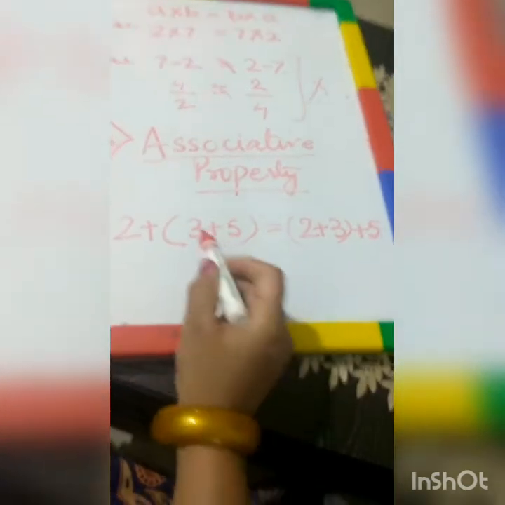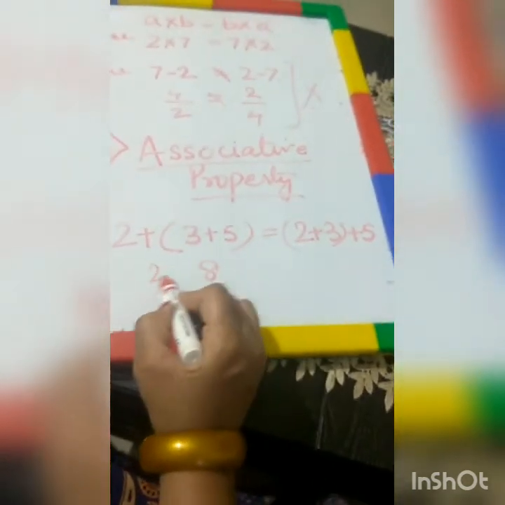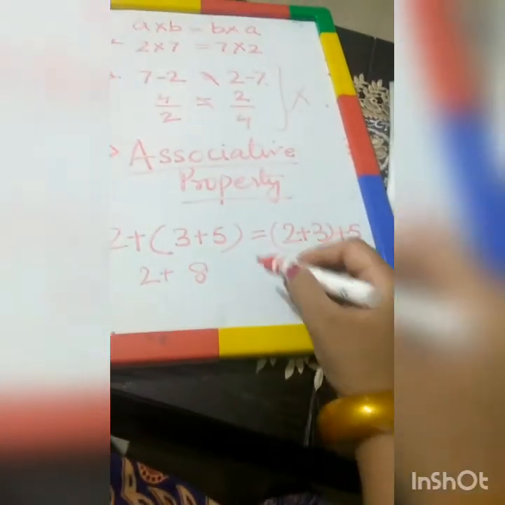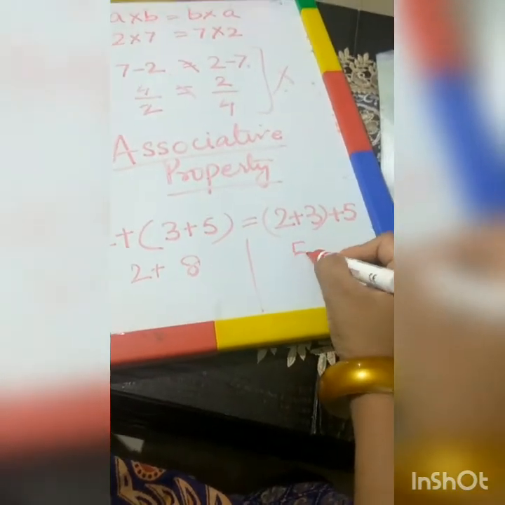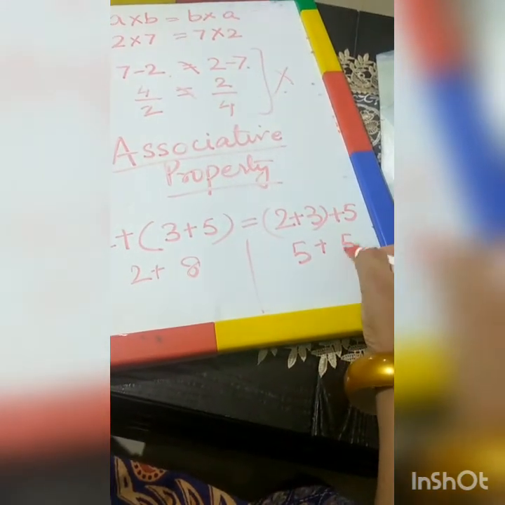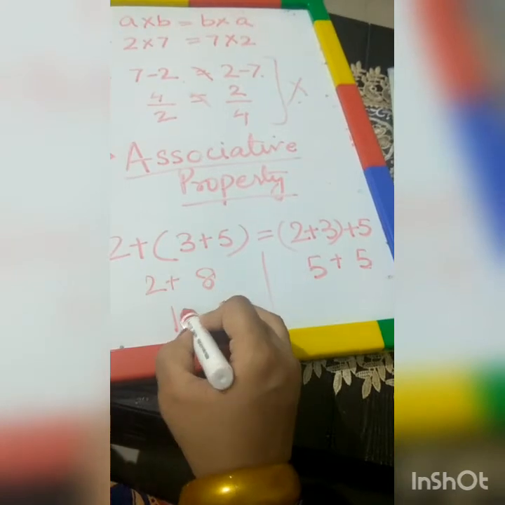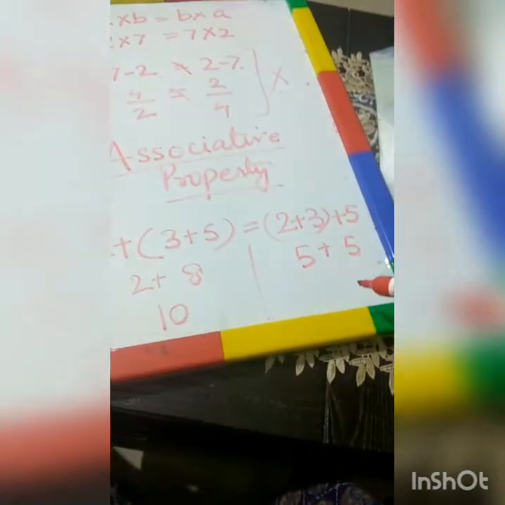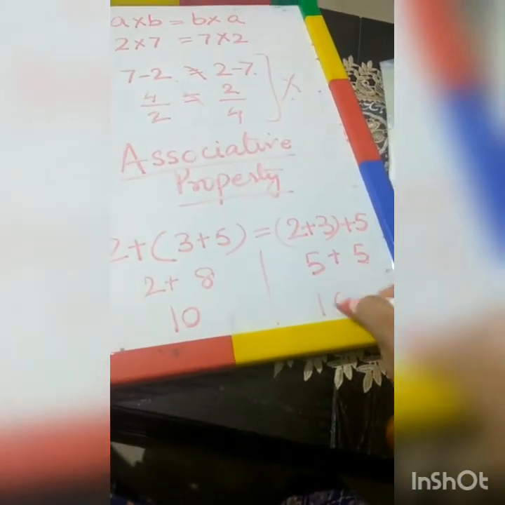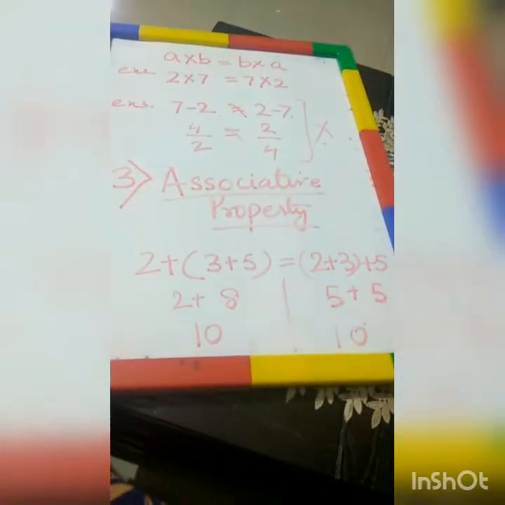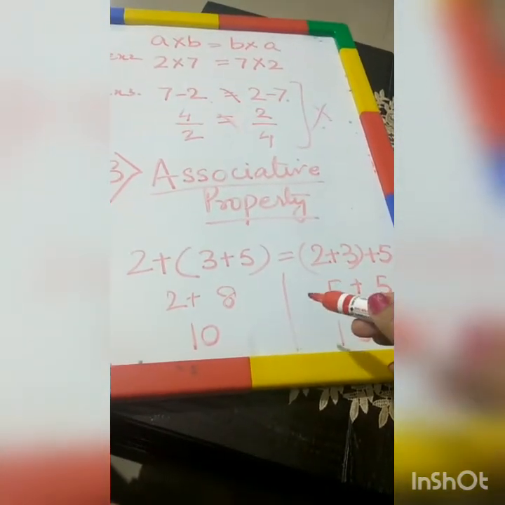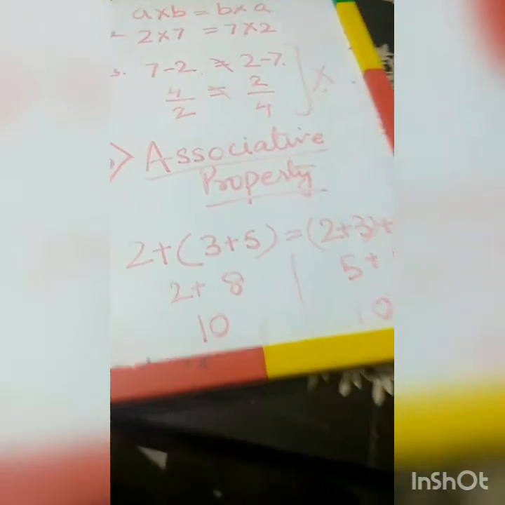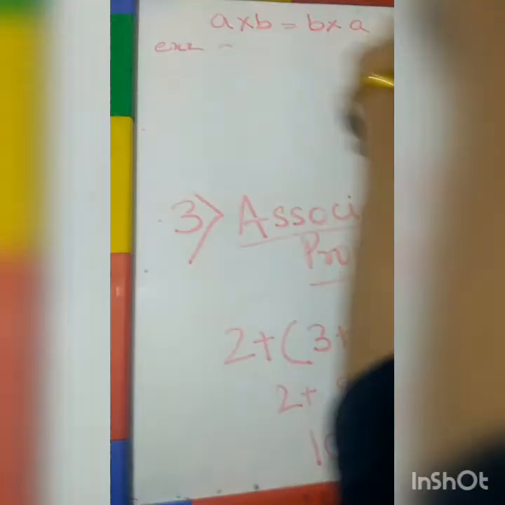Let us see how. 3 plus 5 is 8, so this will become 2 plus 8. And here 2 plus 3 is 5, it will become 5 plus 5. How much is 2 plus 8? It comes out to be 10. And how much is 5 plus 5? It comes out to be 10. Thus we say that this is the associative property, which is true for the whole numbers.